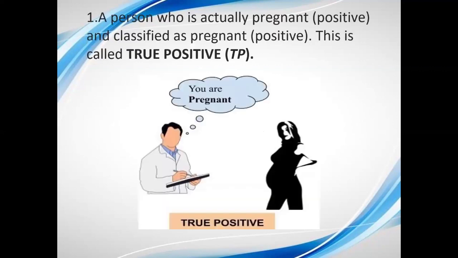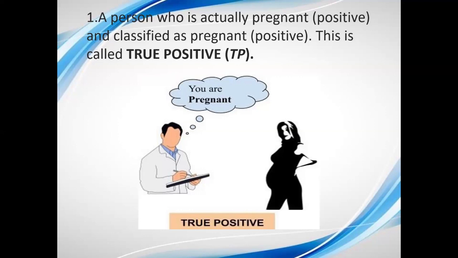Before entering into the data set, please listen carefully. The confusion matrix comprises 4 stages. The first stage is called true positive, the second true negative, the third false positive, and the fourth false negative.